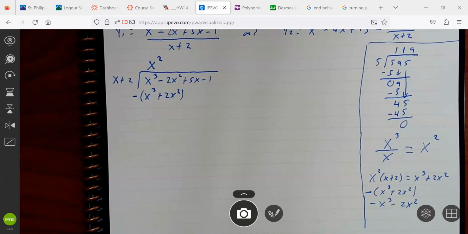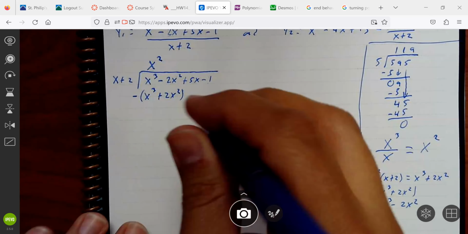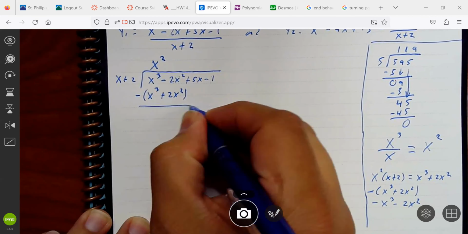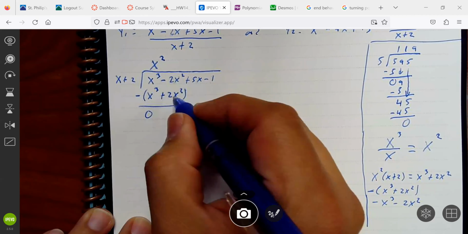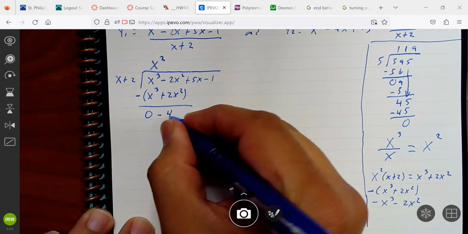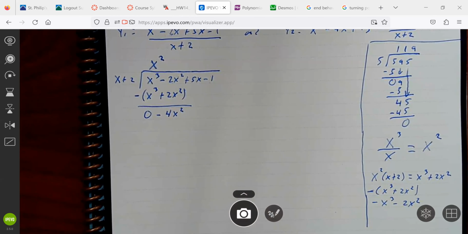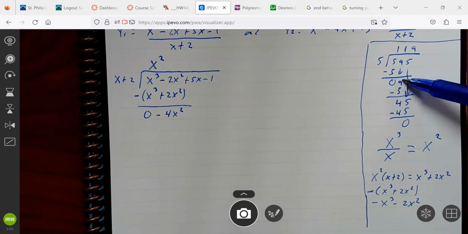You see what I mean? So technically you would be subtracting this quantity. So x cubed minus x cubed is a 0. Negative 2x squared minus 2x squared would be minus 4x squared. You guys with me up to this point? That's the first iteration of this pattern, right? We're basically at this point. We subtracted these two, got a 0 and brought the 9 down.